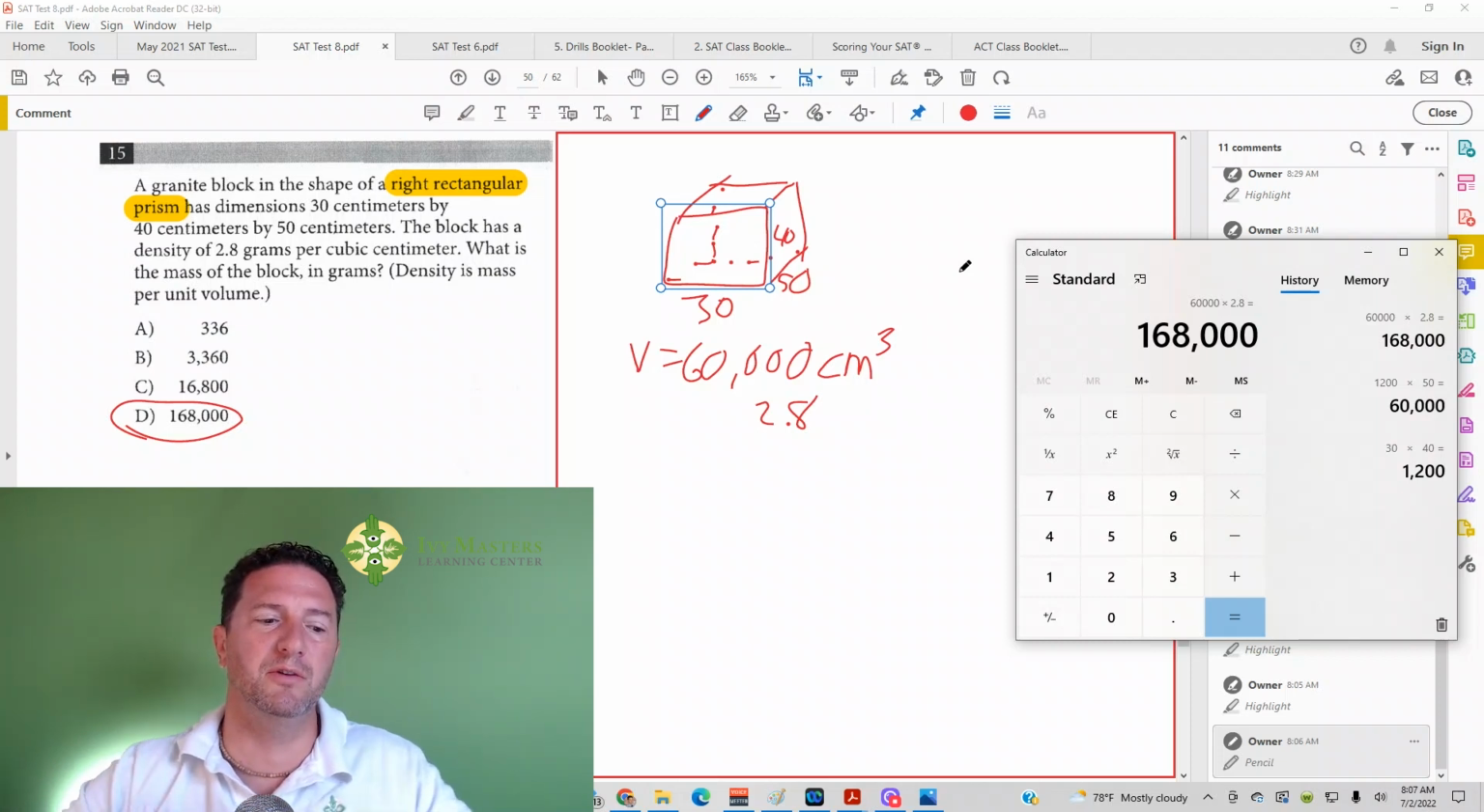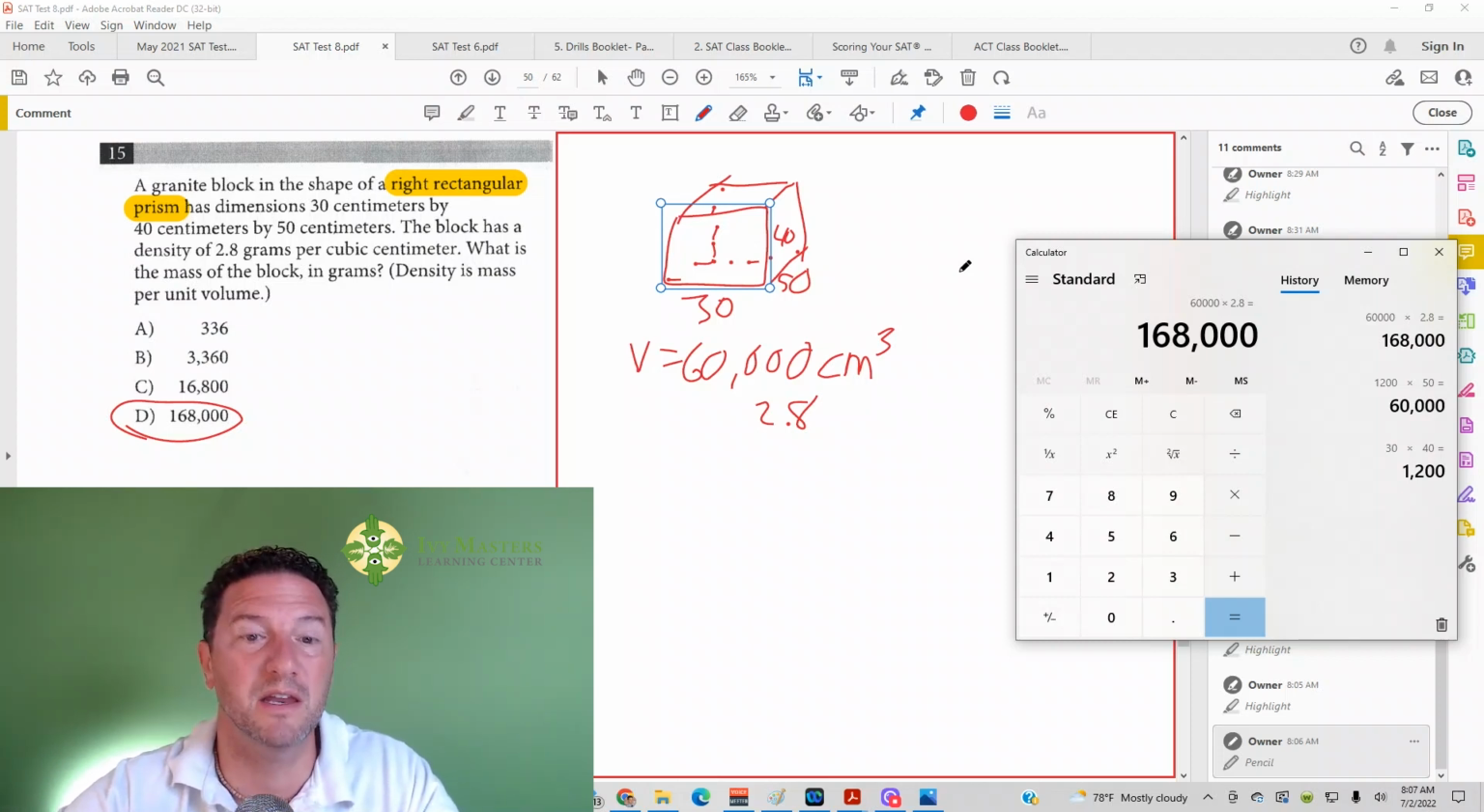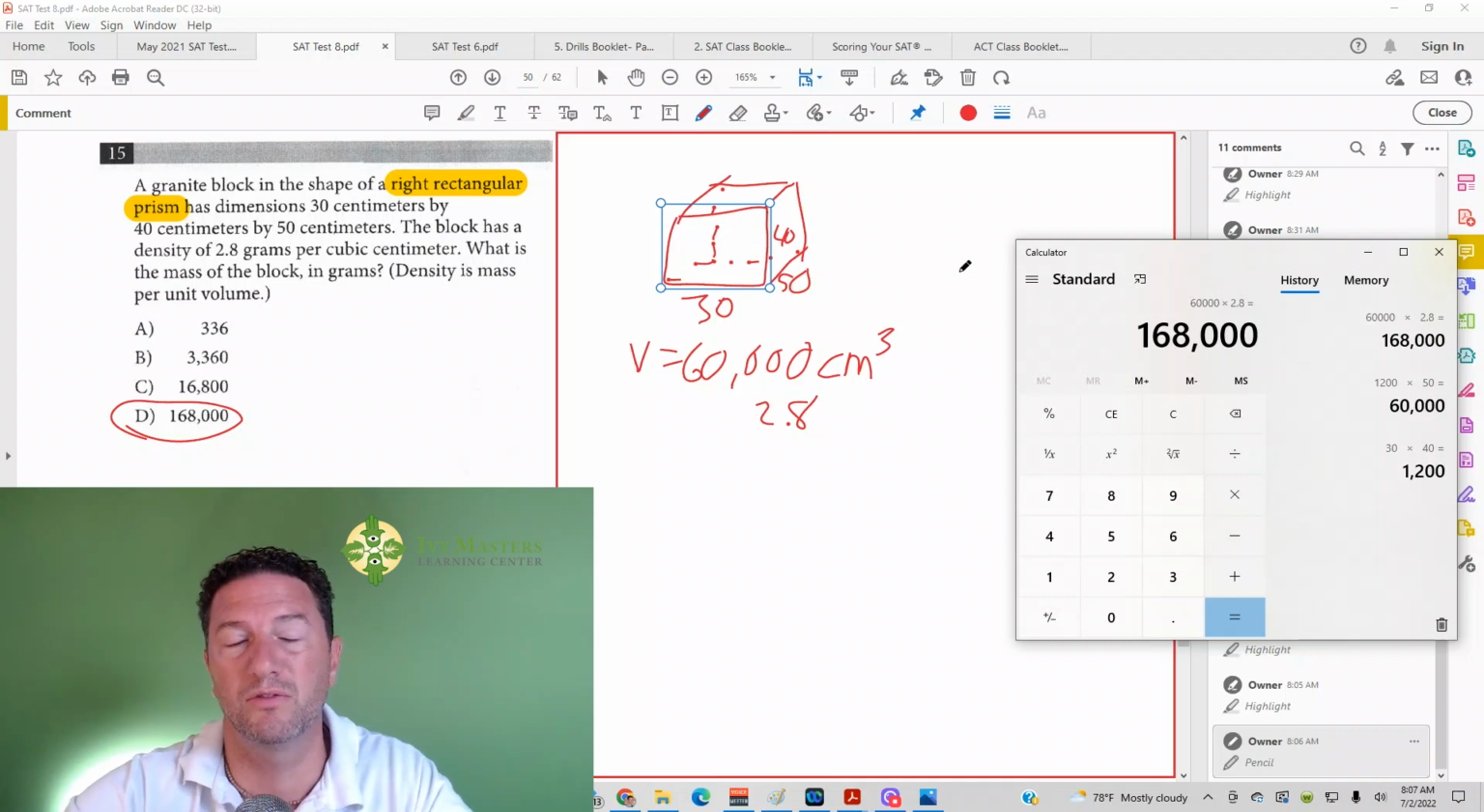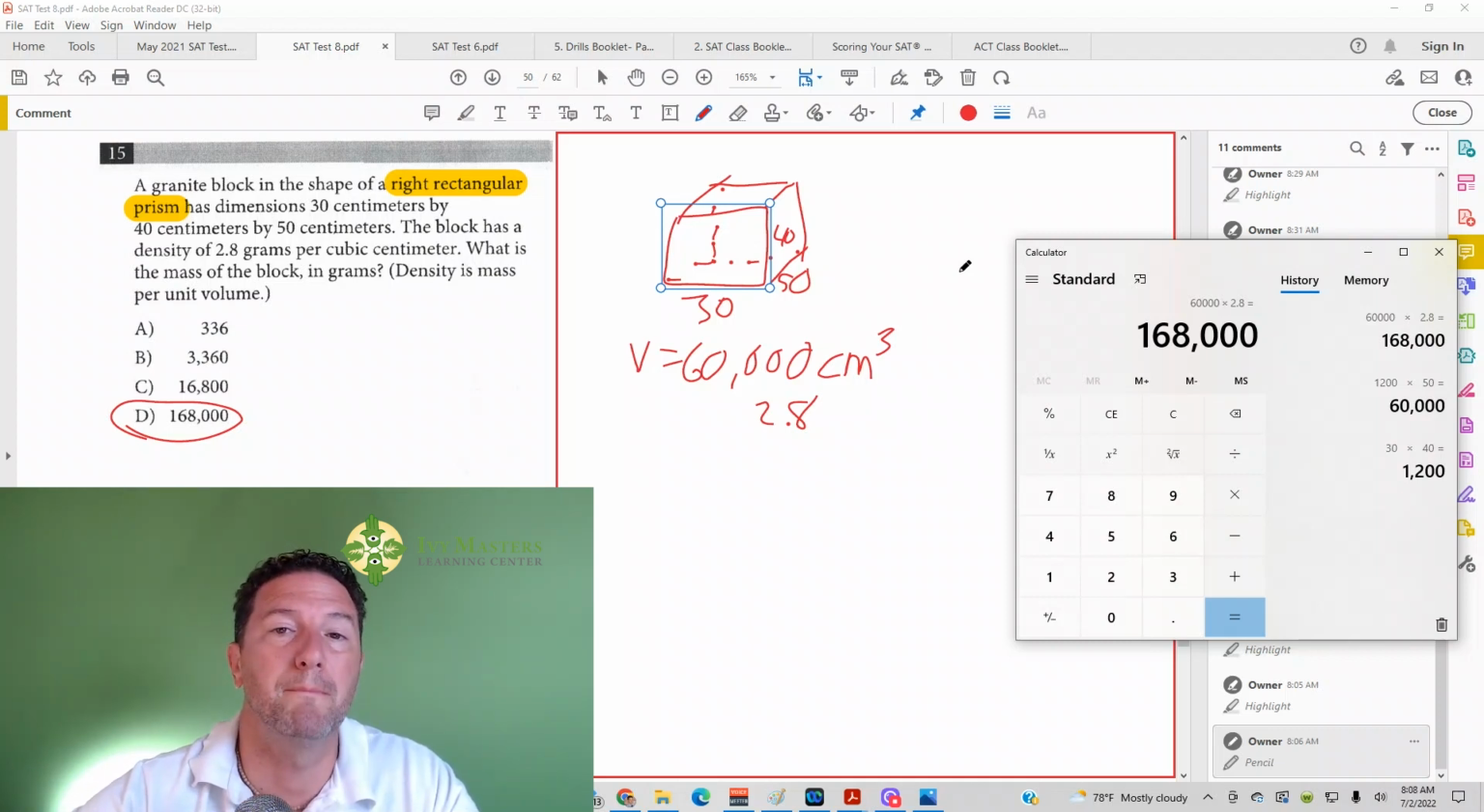Typically when they're giving you length, width, and height, I mean, they could be asking about surface area. That's a thought that crossed my mind. But usually they're asking about volume.